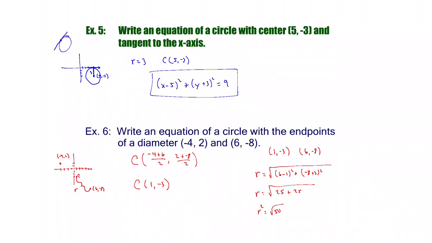So if I just go ahead and square both sides at this point, that'll get rid of the radical, and we know that r squared is equal to 50, which is exactly what we need when we write our equation. So our equation would be (x - 1) squared plus (y - -3), which would be (y + 3) squared, is equal to the radius squared, which is 50. And so there's your equation in standard form, given 2 endpoints of the diameter, being able to find the center and the radius using the distance formula.